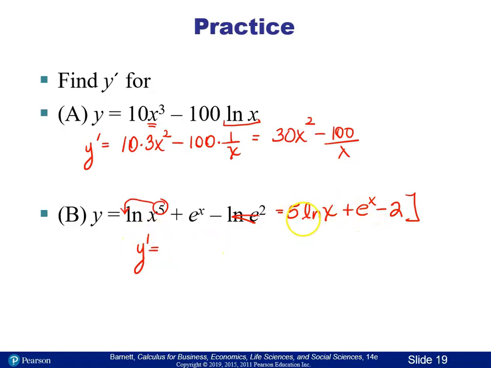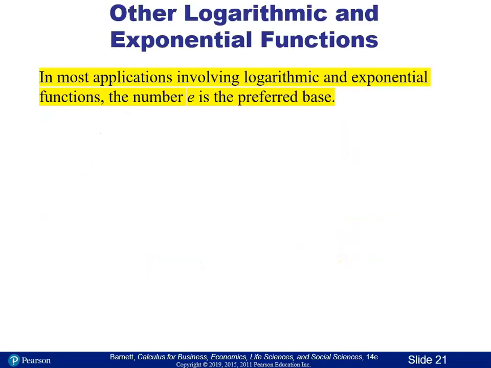So now if we want to take a derivative, we'll have 5. The derivative of natural log of x is 1 over x. The derivative of e to the x is e to the x, and then the derivative of 2 is 0. So we'll have 5 over x plus e to the x. Okay, in most applications that involve logarithmic and exponential functions, we do prefer to work with e as our preferred base.